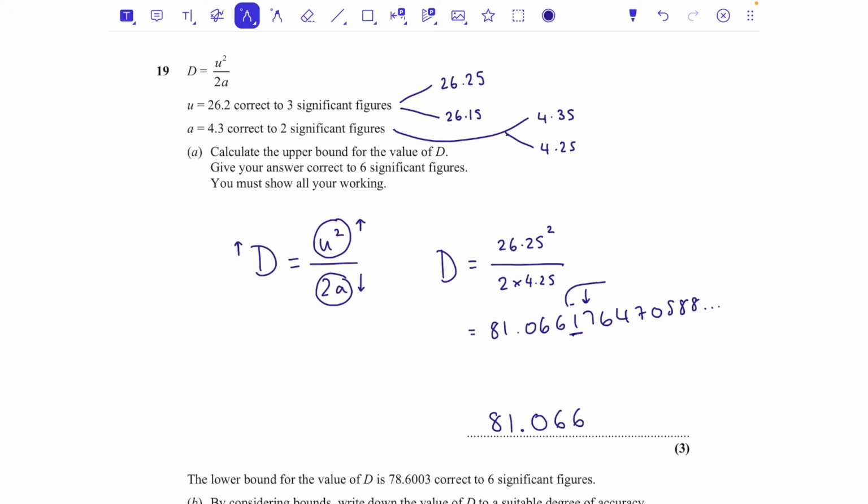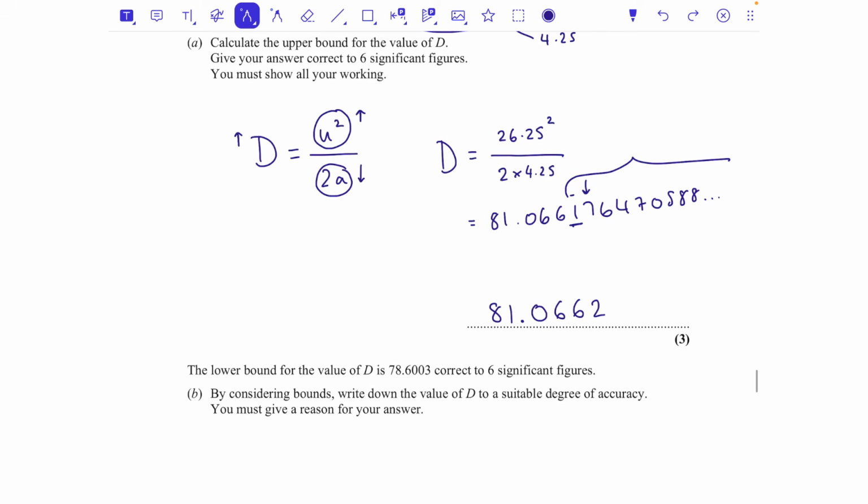The recurring would be like all of this is repeating. So at the end of that recurring, it would go back to that 17647 and then go back to that and then go back to that. So don't worry about the recurring. The 7 would round up and that would become a 2. 1, 2, 3, 4, 5, 6 significant figures would be 81.0662. The lower bound for the value of D is 78.6003, correct to 6 significant figures.